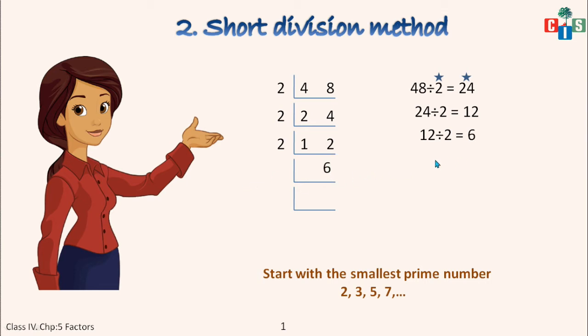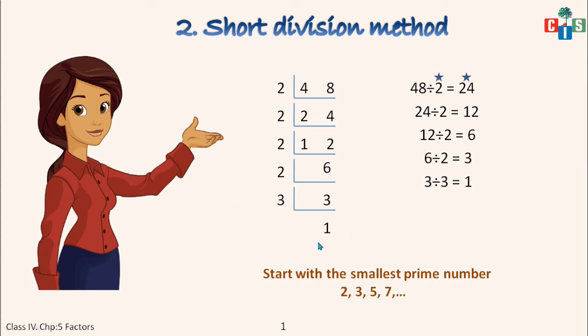Now again 6 I will divide by 2. 6 divided by 2 will give me 3. This 2 I will write outside, 3 I will write inside. Then again I have to divide 3. Here your sum is not over. You have to divide this 3. The 3 will be divided by 3 and you will get the answer 1. Whenever you get the answer as 1, your sum is over. This 3 I will write outside and 1 I will write below.